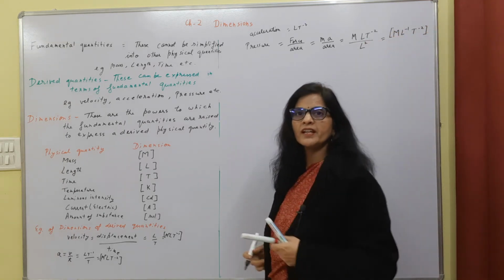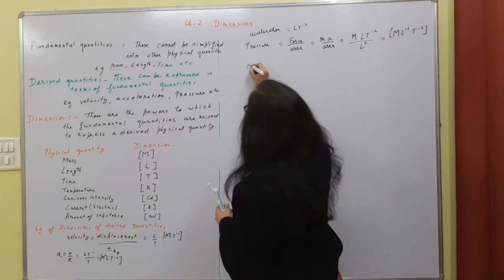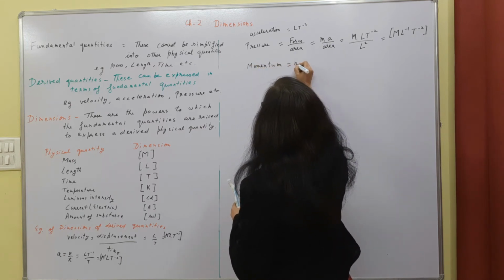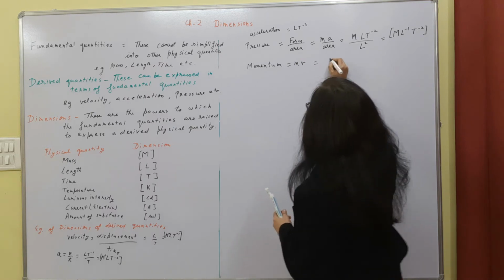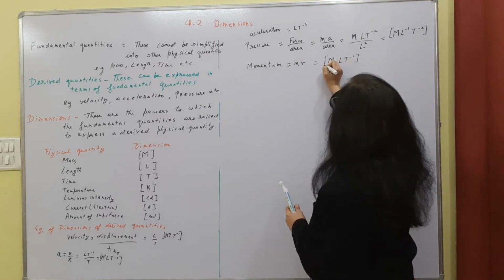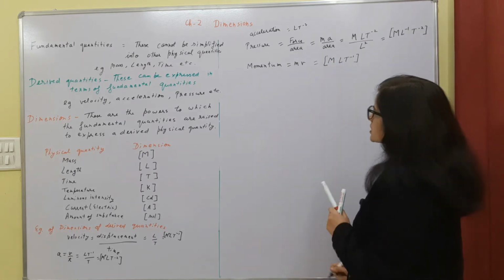Similarly, we can write for momentum. This is mass into velocity. So this is M. Velocity is L T minus 1. Right? So this is momentum.